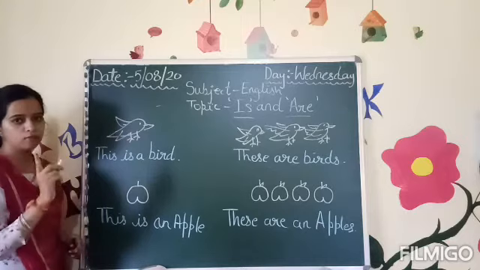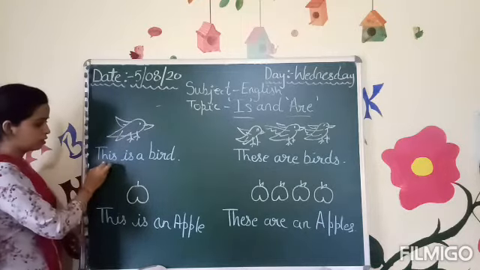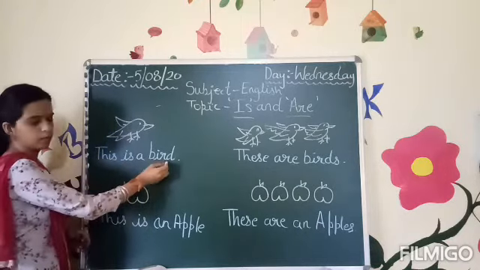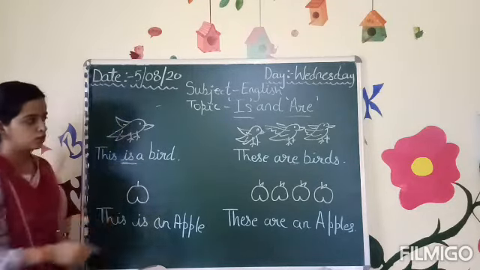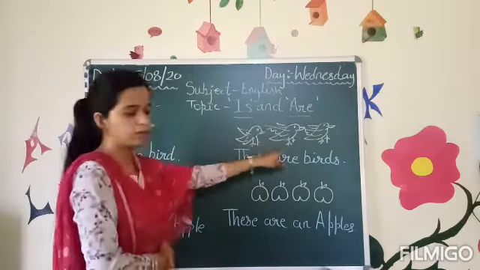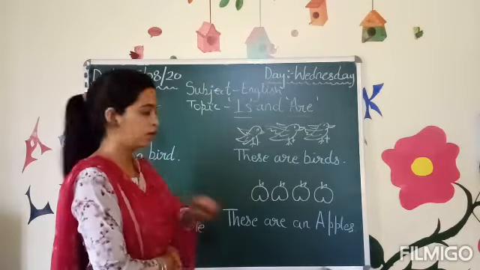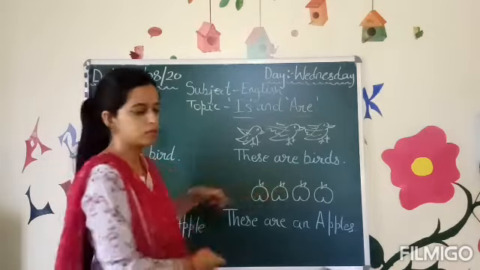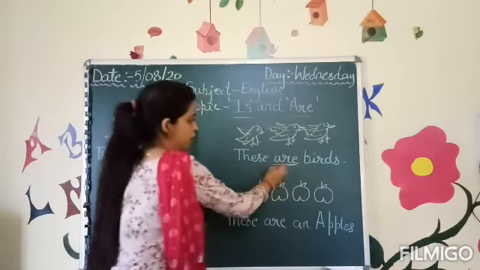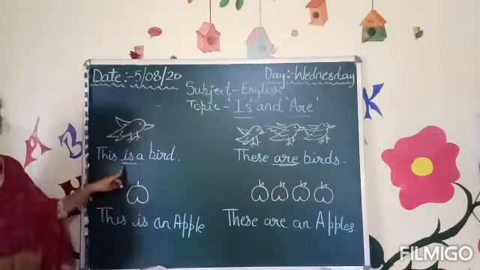The bird is only one, that's why we use this is a bird. Here there are three birds, more than one. So we have to write these are birds. The word used here is are, and here is.